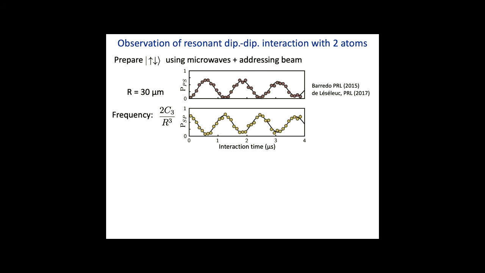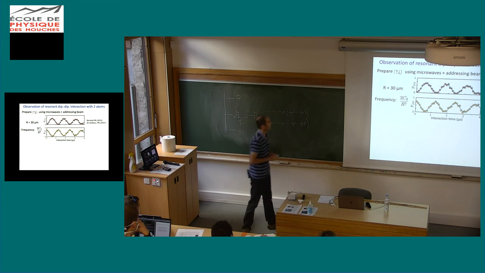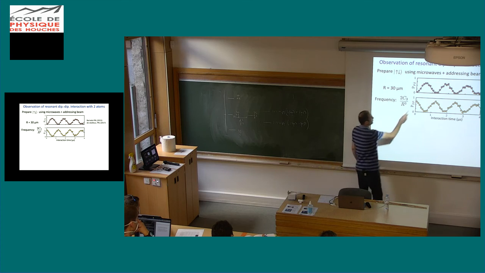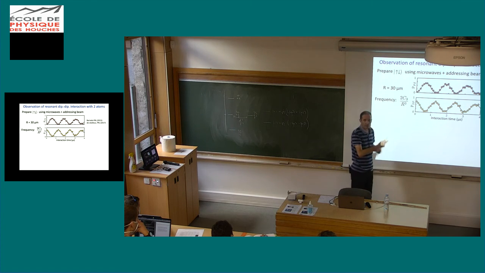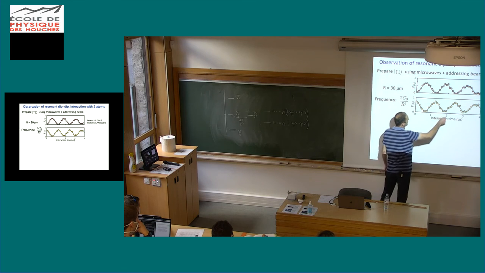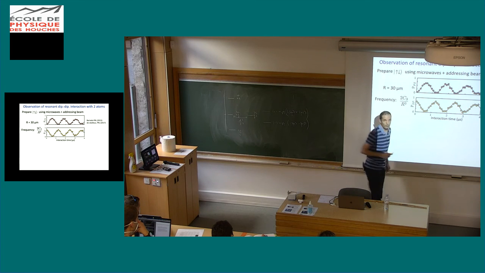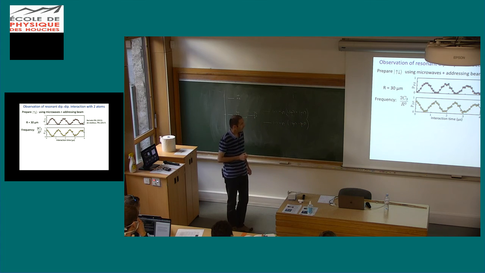This is what is shown here. You just take two atoms. Those atoms are separated by 30 micrometers, so this is actually a large distance. You prepare the first atom in the state S, the second one being in P, and you measure as a function of time what their state is. And of course, again, you need to repeat on many realizations of the experiment, and what you see is a coherent evolution with the two probabilities which are in phase opposition. Okay? What is the frequency of the thing? Well, this is twice the interaction energy. We'll derive it in a minute.